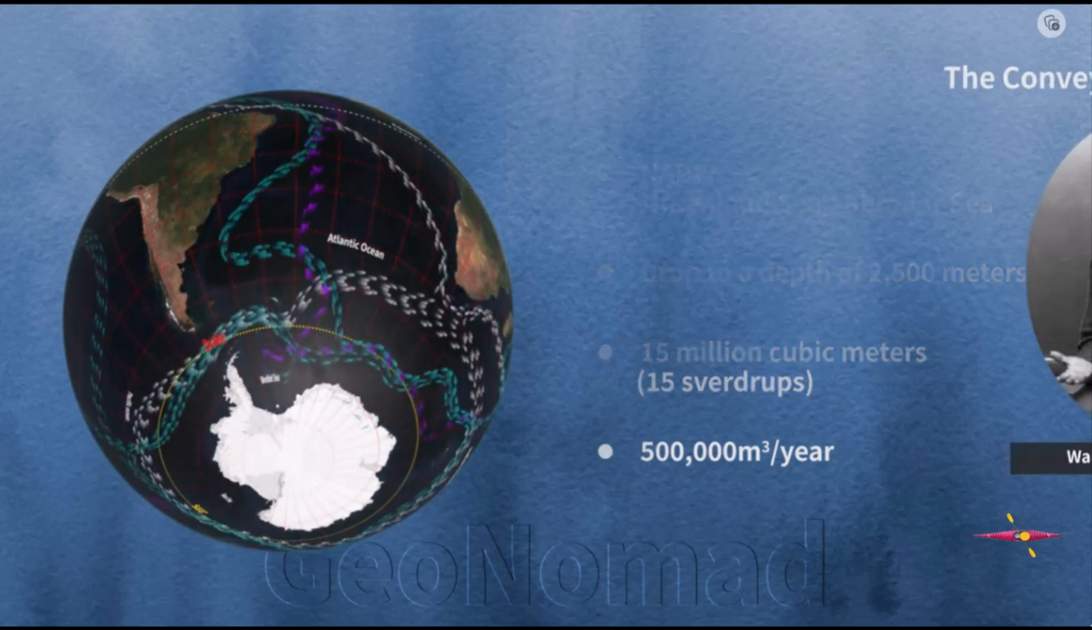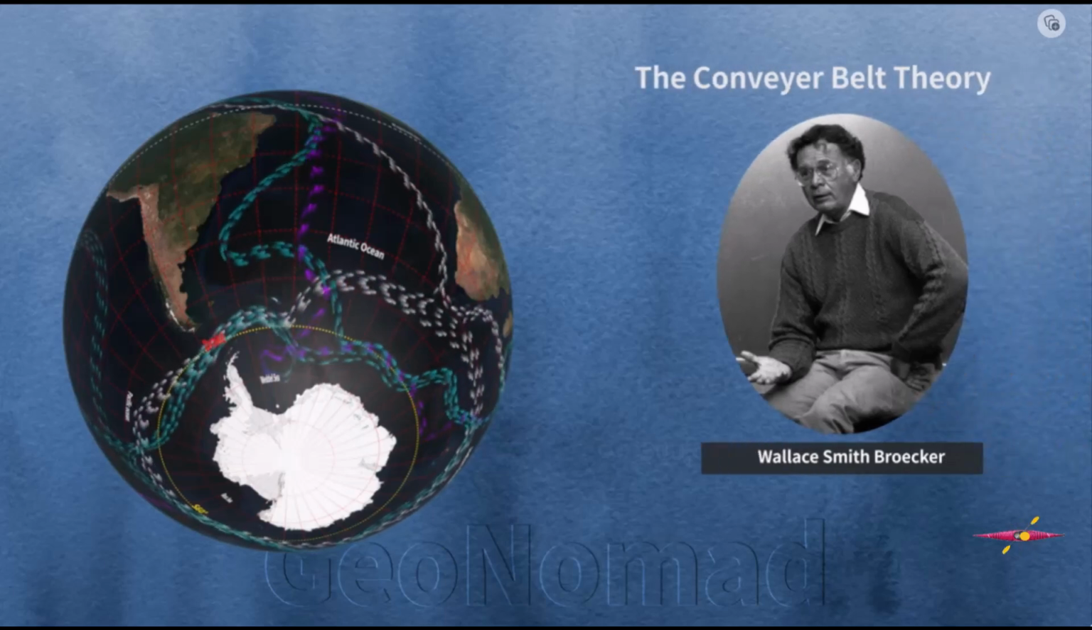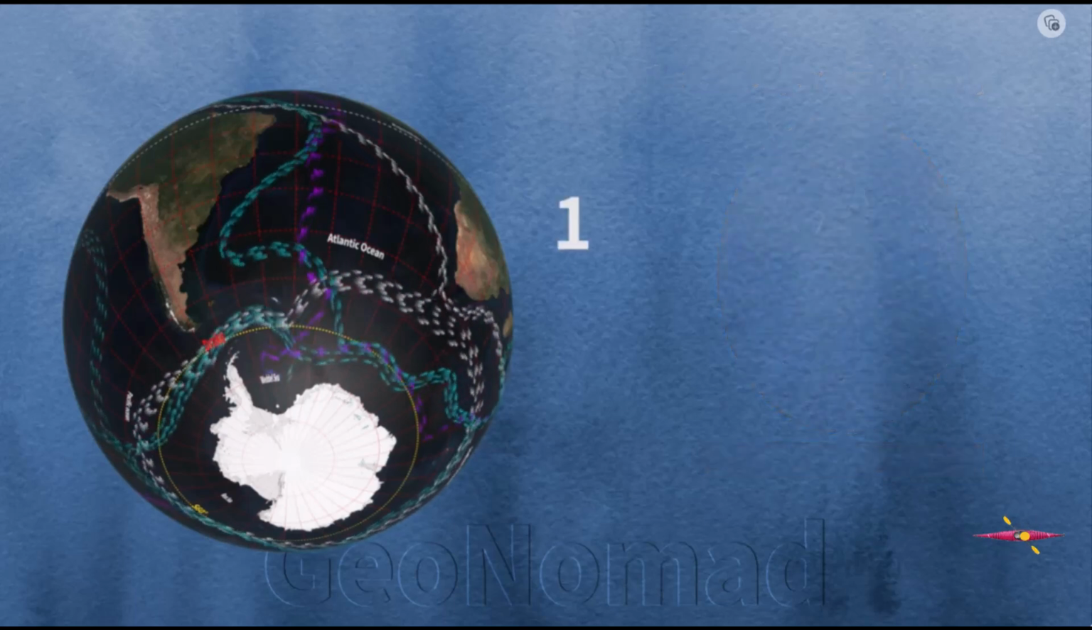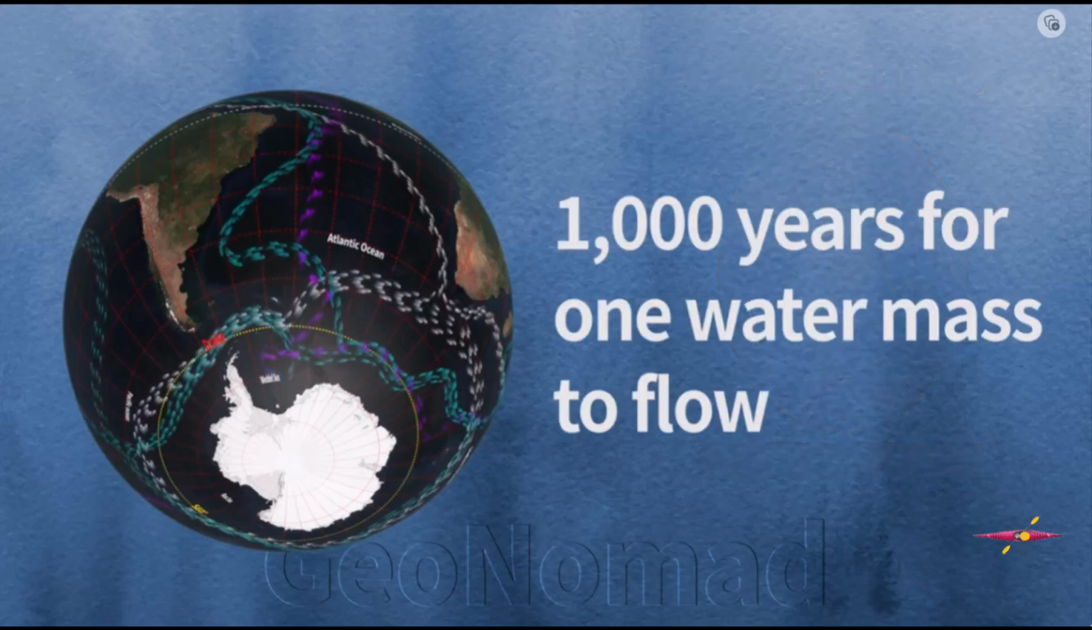Wallace Smith Broecker, a former professor of Columbia University's Lamont-Doherty Earth Observatory, called this great ocean circulation the conveyor belt, and argued for the importance of climate-changing mechanisms. It takes about 1,000 years for one water mass to flow all over the great ocean conveyor belt, like the slow heartbeat of the world's climate.